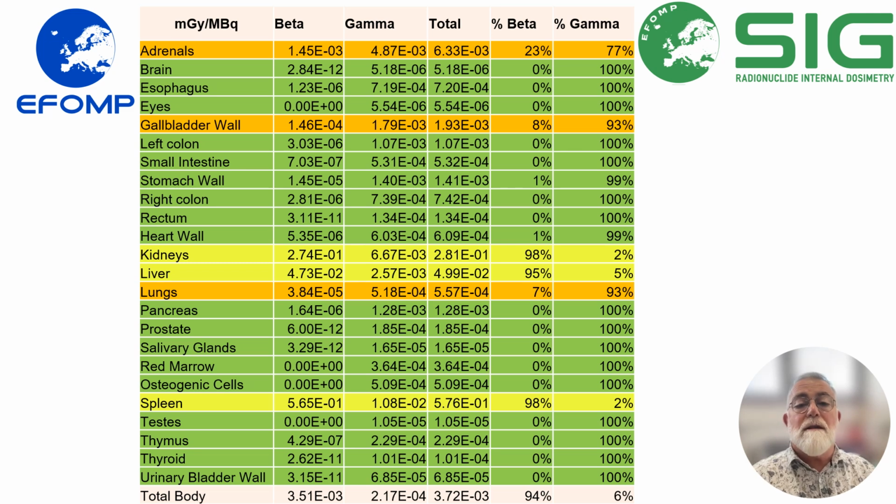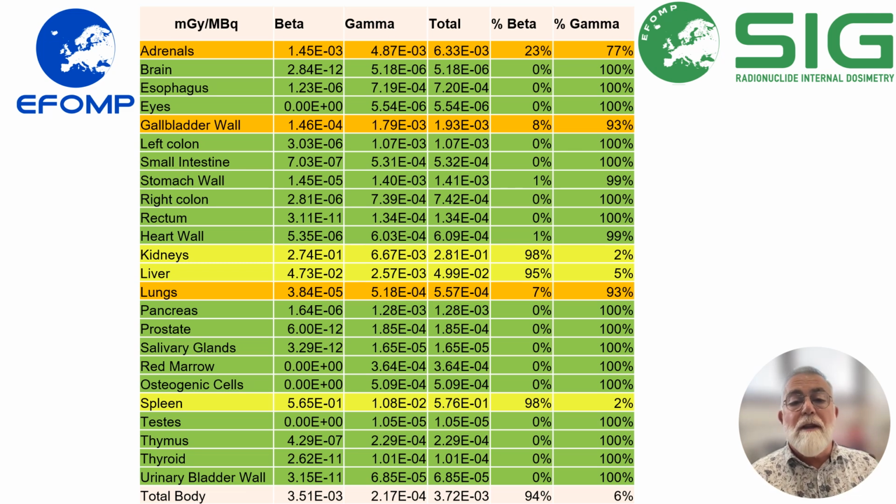The first one is the adrenals. As you know, the adrenals are very, very close to the kidneys. So one can assume that some beta contribution from the kidney is irradiating the adrenals. Well, it cannot be the adrenals as self-absorbed dose or self-irradiation, because there is no lutetium in the adrenal in that example. The residence time and the activity was put only in kidney, liver, and spleen. So here the adrenal, the beta contribution, 23%, is in fact coming from the kidneys.